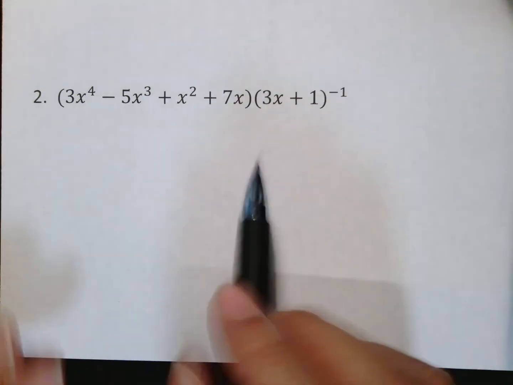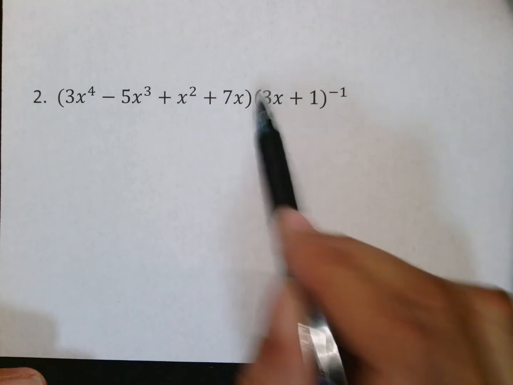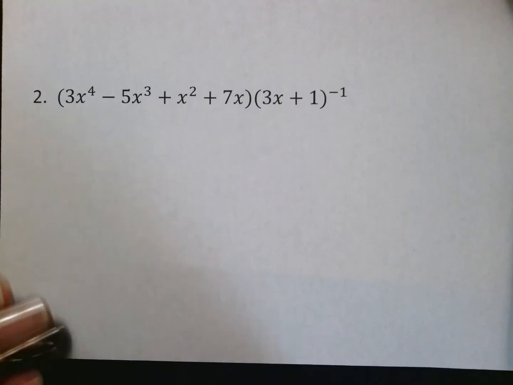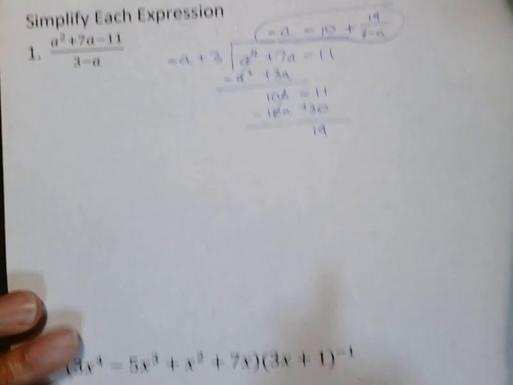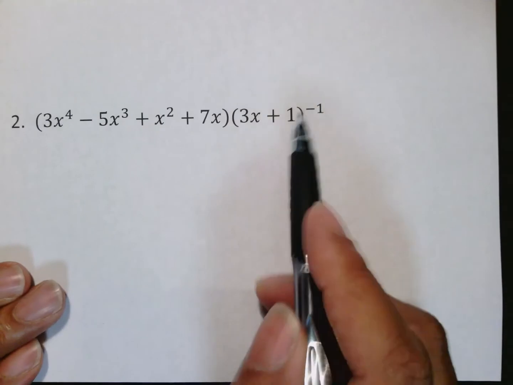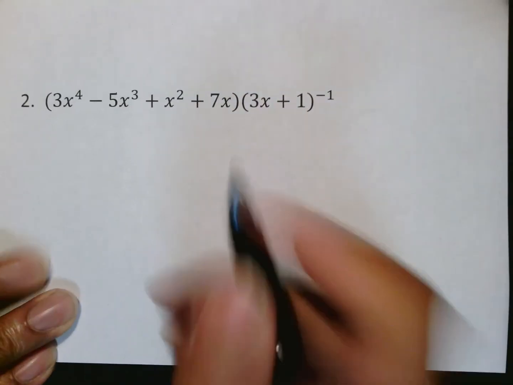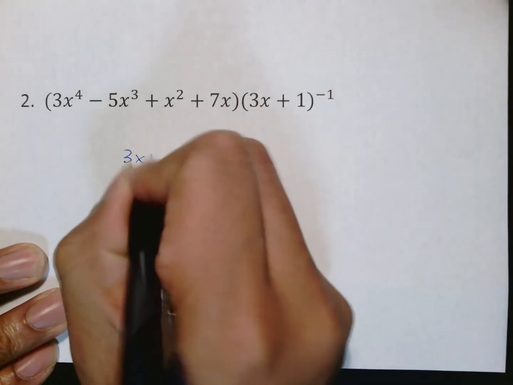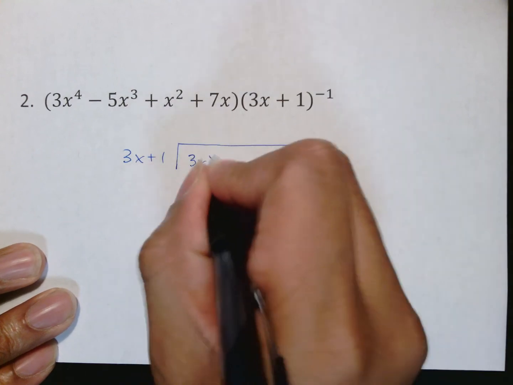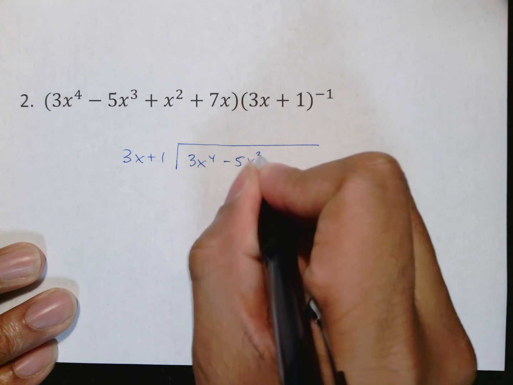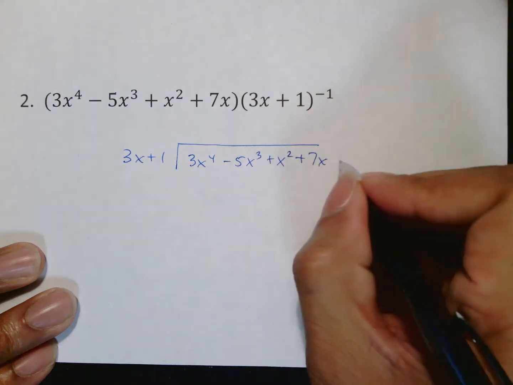This is also a division, because if you remember, negative 1 means that this whole thing wants to be on the bottom of a fraction. And so this would be what it would look like. It would actually look like this if we were to rewrite it, because again, the negative 1 means that this whole piece wants to be under that part there. And so we will put 3x plus 1 on the outside, and 3x to the fourth minus 5x to the third plus x squared plus 7x.